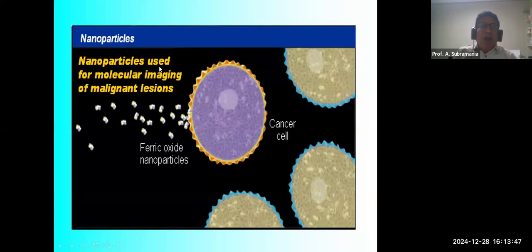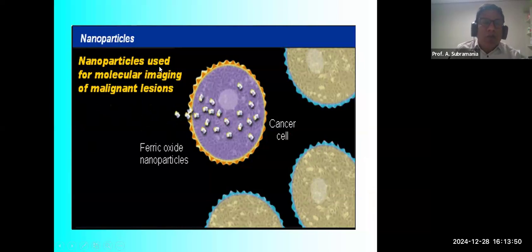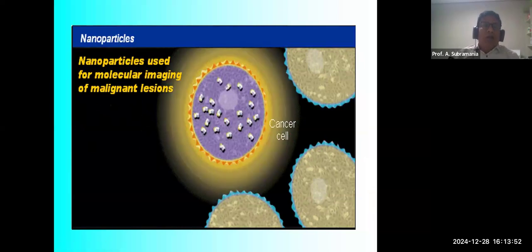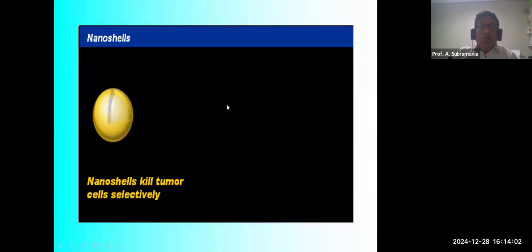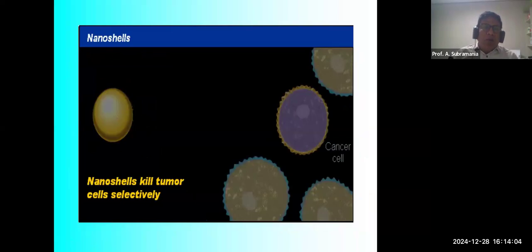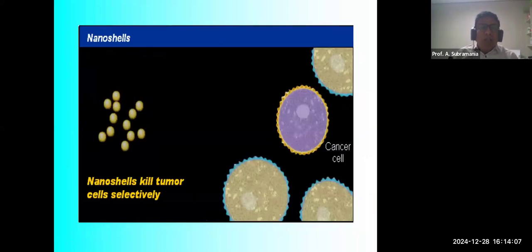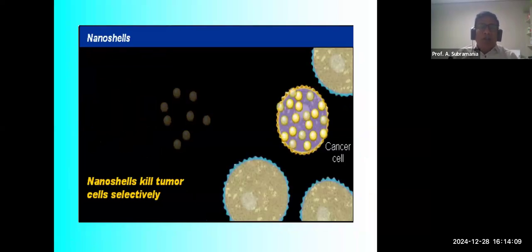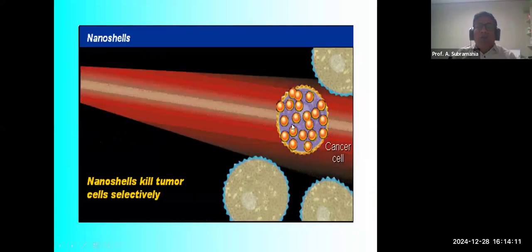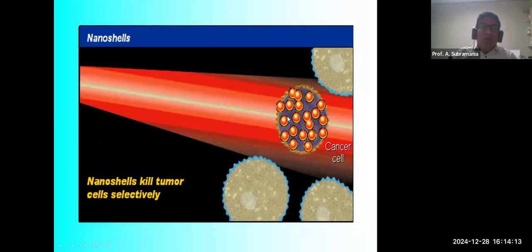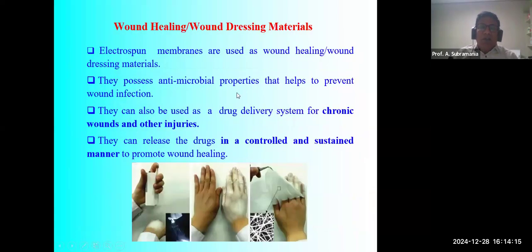See, when we use nano quantum dots, in molecular images we can see very nicely. So nanomaterials we can use for bioimaging applications. Then nano cells, that kill the tumor cell selectively. So for that also we can use this nanotechnology. Then wound healing and wound dressing materials.